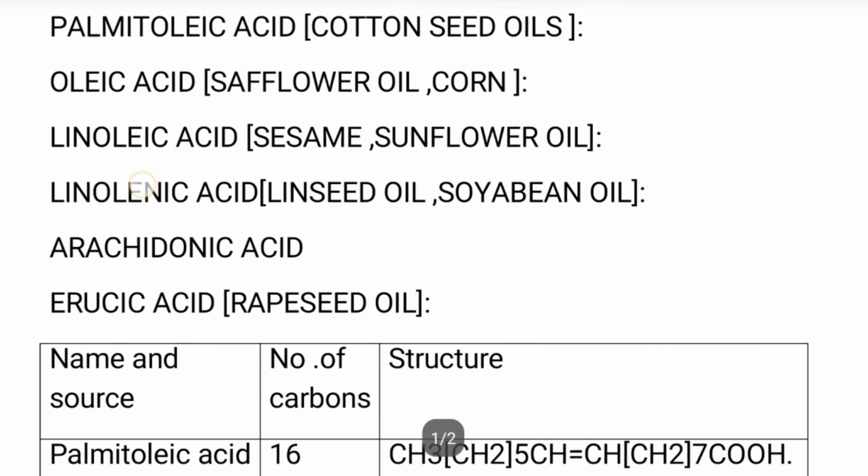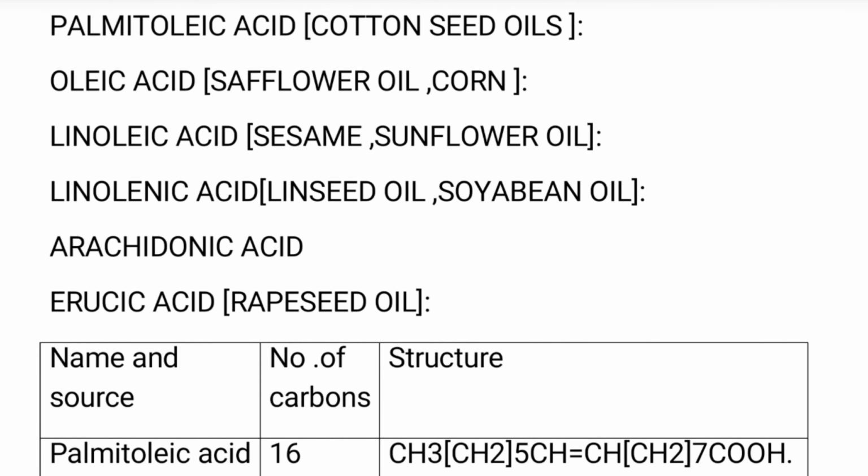Now there are six especially important types. That is palmitoleic acid. Remember, almost all are oleic acid derivatives, like palmitoleic acid, oleic acid, linoleic acid and linolenic acid. See, this is linoleic acid and linolenic acid, and there is a brief difference between them. Then there are arachidonic acid and erucic acid.